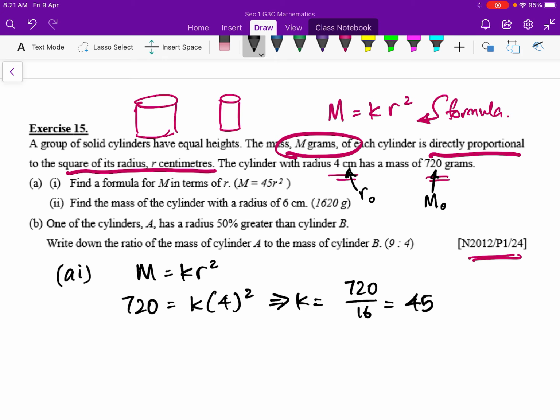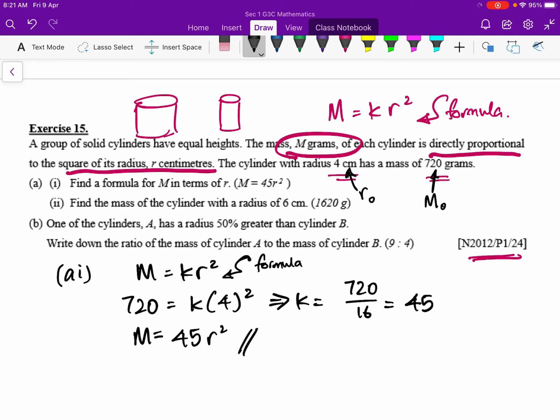Then find a formula for M in terms of R. Remember, I always start off saying that this is our formula, but you must write down the value of K. We found the value of K, you substitute it back in. So M equals 45 R squared. This is the answer for part A, part 1.